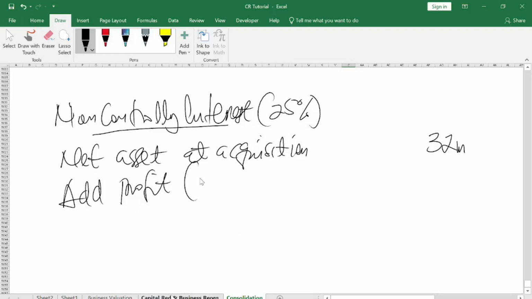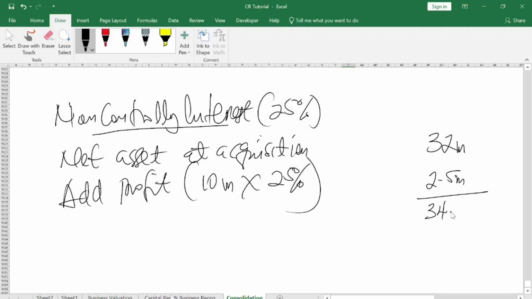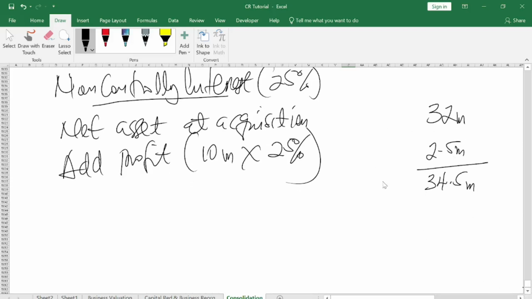You understand? So here they have 10 million. You multiply their stake. They have how much stake? 25% in the company. So when you multiply, what do you get? 2.5 million. You add. That gives you 34.5, right? So this is the value of the parent and the subsidiary. So in this instance, if there's no further acquisition, this is what you have been representing in the equity under the line item of non-controlling interest.